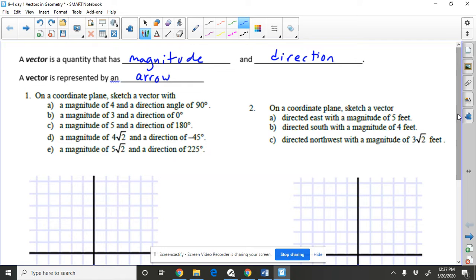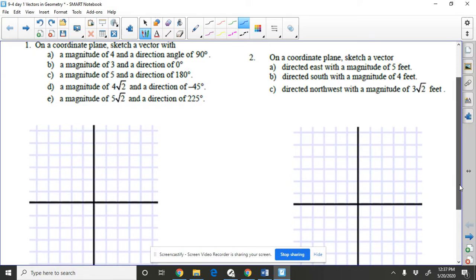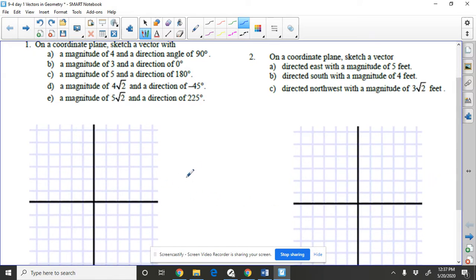So we're going to draw vectors on the coordinate plane today. And then we're going to look at how you can add vectors in a very visual way. So here we want to sketch a vector with a magnitude of 4 and a direction angle of 90 degrees. Magnitude is the length of the vector. The direction angle is the direction it's going in. So here for A, I'm going to start the vector at the origin and go at an angle of 90 degrees with a magnitude of 4. So I'm going to go up 1, 2, 3, 4. I'm going to draw an arrow showing that the direction of the vector is at that 90-degree direction.